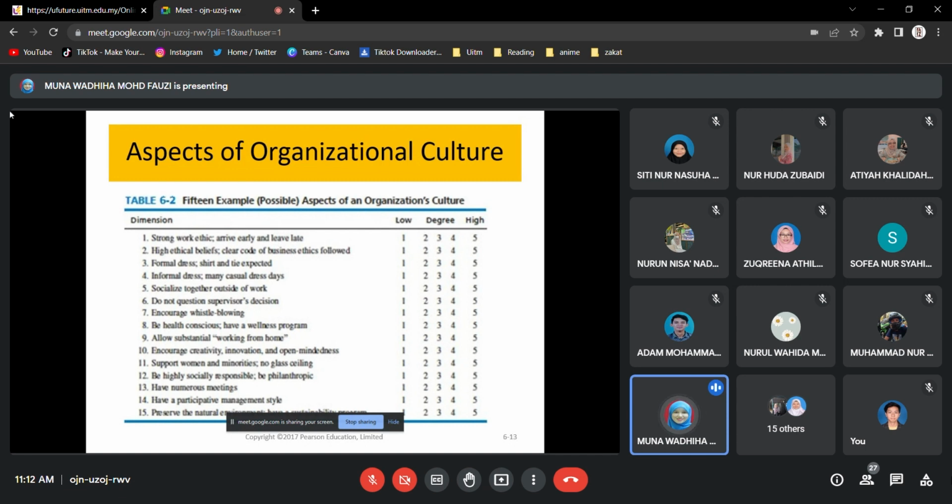For example, more on the soft skills, like work ethic, high ethical belief, formal dress, informal dress, socialize together, do not question superior decisions, encourage whistleblowing, be health conscious, allow working from home, encourage creativity, innovative, open-minded, support women and minorities, be highly socially responsible, have numerous meetings, have a participative management style, and preserve the natural environment. So all of these are examples of the aspects of the organizational culture.